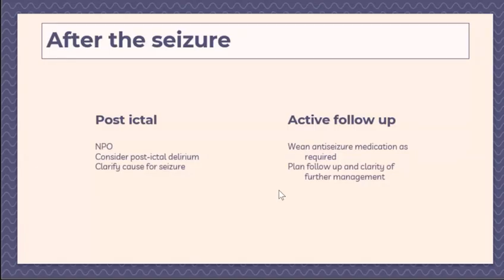If a person develops confusion or agitation post-seizure, then we need to consider post-ictal delirium, also called post-ictal psychosis, and we need to do active follow-up. So we need to make sure that we are following them up on the anti-seizure medication as required, and we need to plan follow-up and clarify very carefully for the patient, for their family, and for any healthcare workers that encounter them, what management needs to occur.